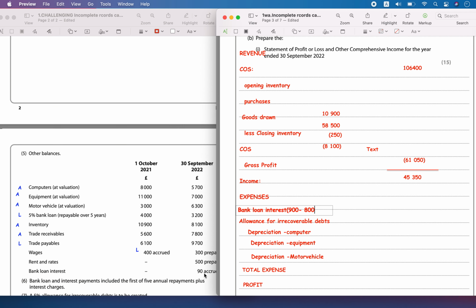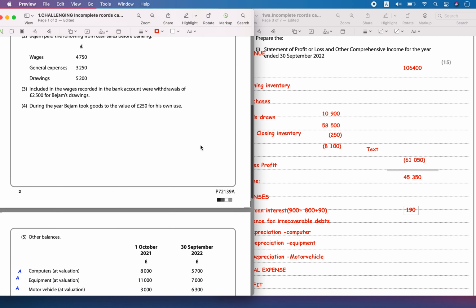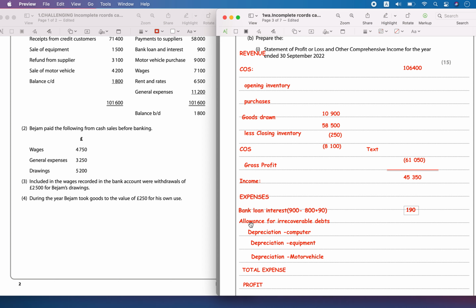And then we see that there was an accrued loan interest of 90. So there was still loan interest of 90 to be paid, which means that we have to add the ending accrued balance. So 900 minus 800 plus 90 will be equal to 190, which is towards the interest of the bank loan. Why? Because we have to subtract the amount that was paid towards the loan, and include only the bank loan interest as an expense.